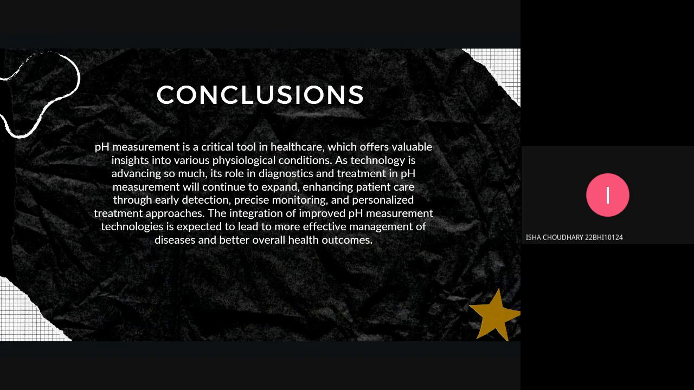Now, concluding this, measuring pH is very important for understanding how our bodies are working. As technology gets better, we can use pH measurements in many more ways in healthcare. This includes early detection, finding health problems sooner; accurate monitoring, keeping a close eye on how a patient is doing; and personalized treatment, tailoring treatments to each individual patient. By using better tools to measure pH, we can better manage diseases and improve people's overall health.